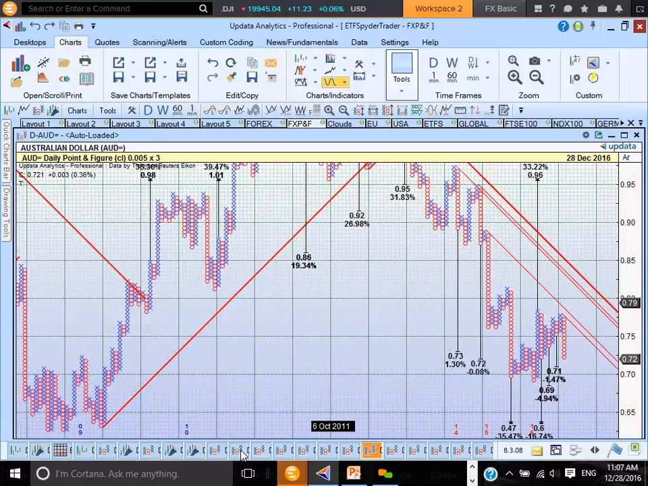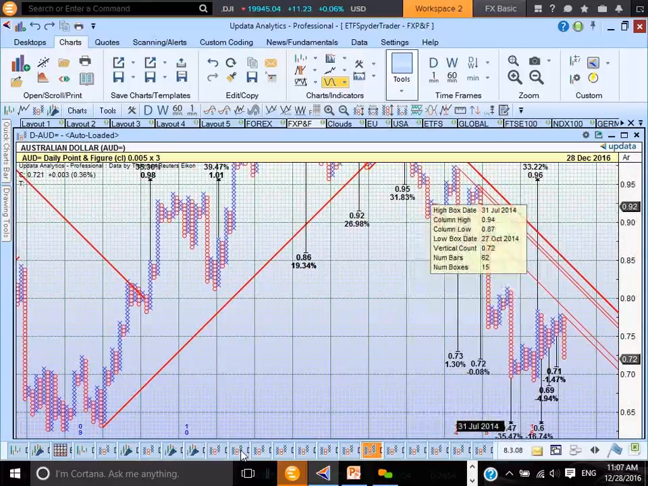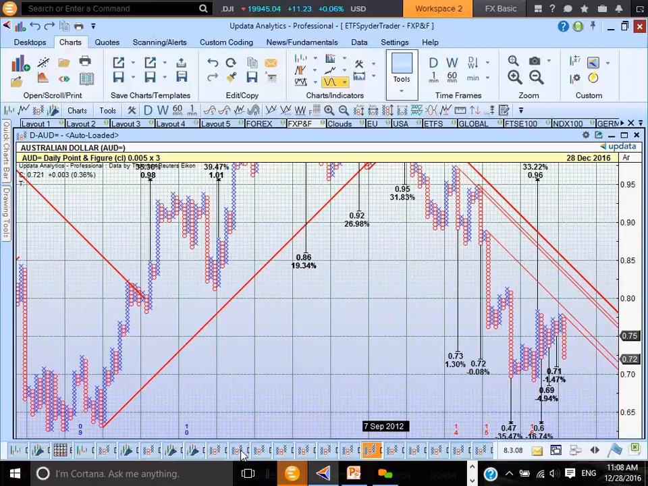Australian dollar, US dollar, locked in a long-term downtrend. We can see these trend lines are moving down, indicating downtrend. 71 is the next target here, and then 69 is the target after that. So watch out for those targets.